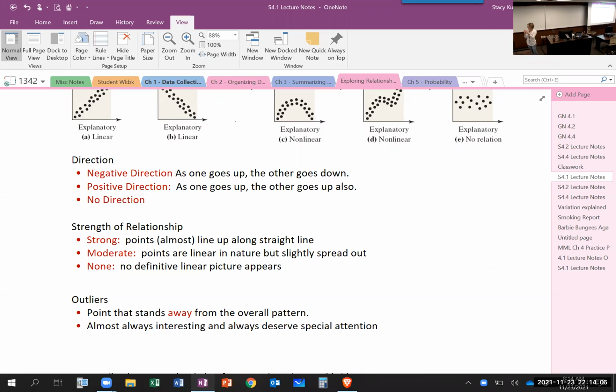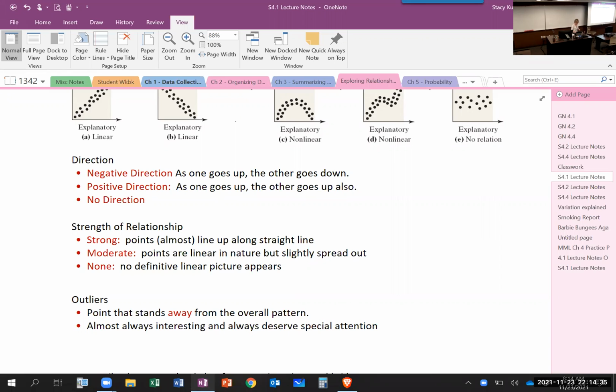So as it's kind of falling apart, we could say it has a moderate relationship, or when there's no distinct picture, we might say it has no relationship. And again, those modifiers right there for strong, moderate, that kind of stuff, that's somewhat subjective depending on what you're looking at. And then finally, when we're looking at scatter plots, some people call them dot plots.